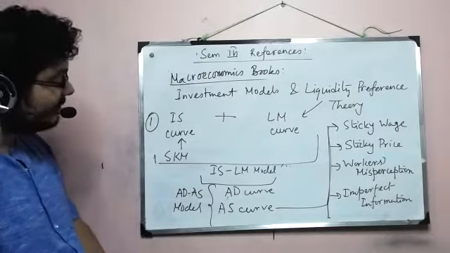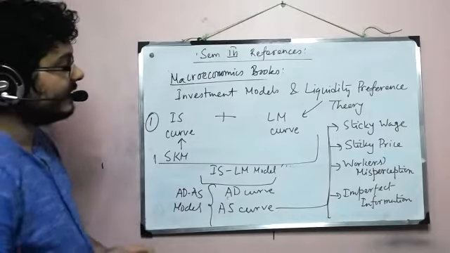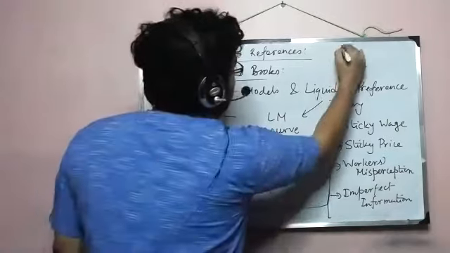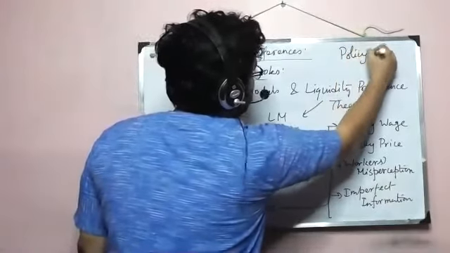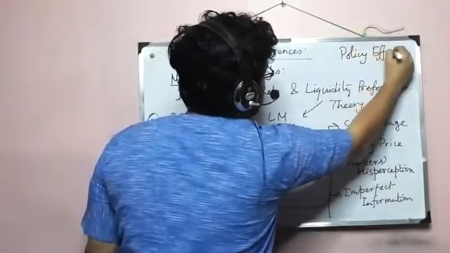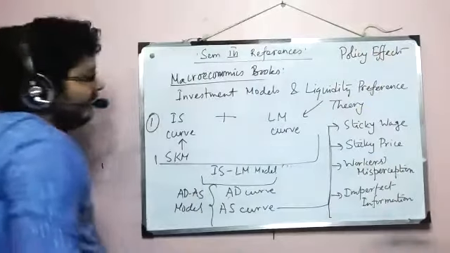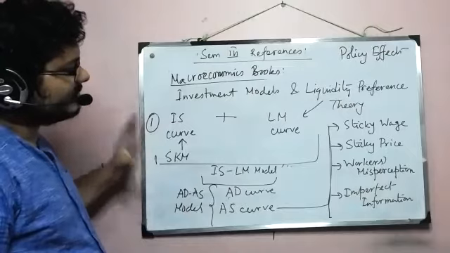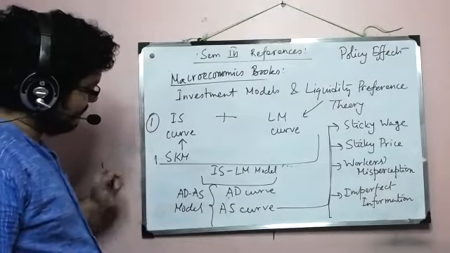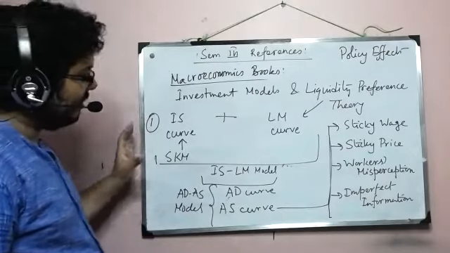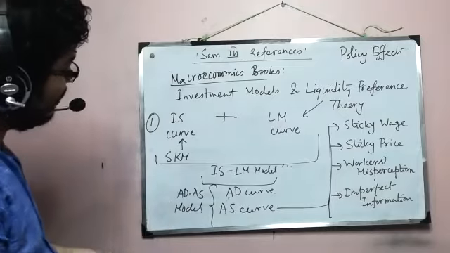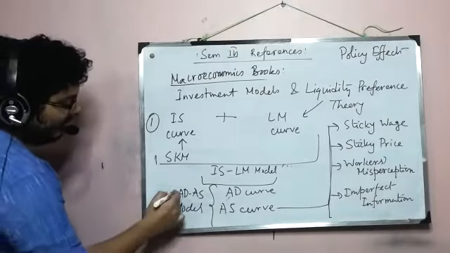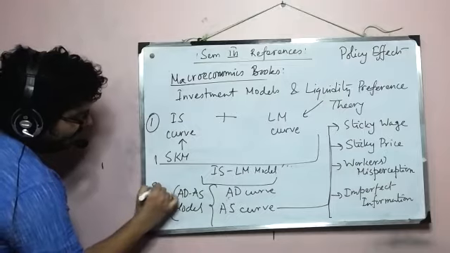And then, as we had in SKM also, we always have policy effects. So to that extent, we have fiscal policies and monetary policies and so on. This is one part, and this part is quite big. Also in the ADAS model, we will see both the short run and the long run.